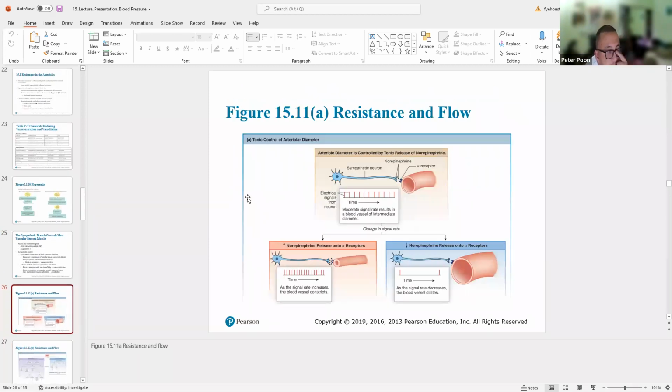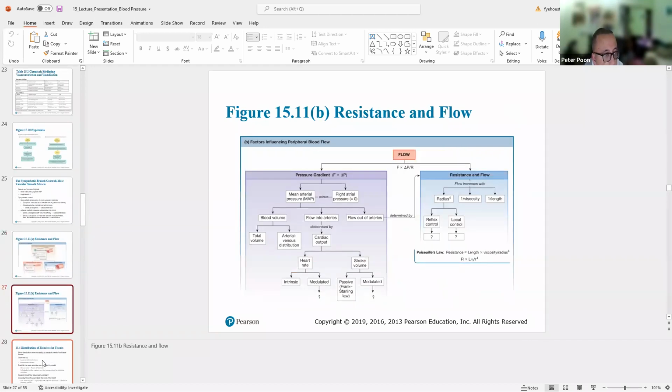This one causes much more vasodilation and actually controls the other two. So peripheral resistance flow.